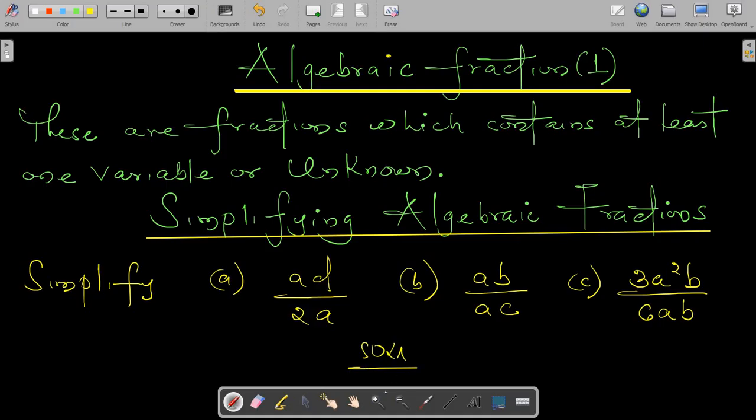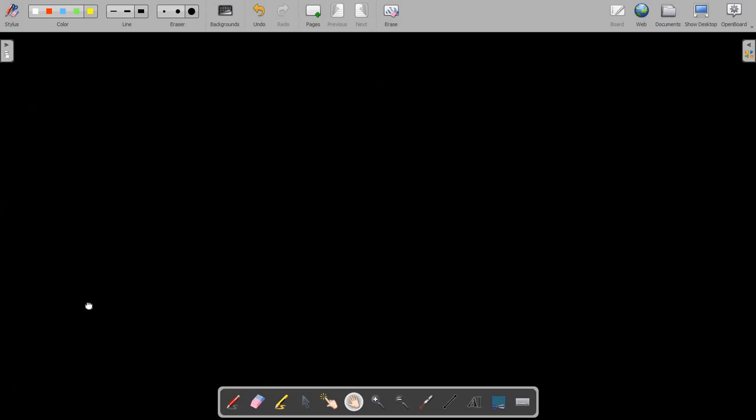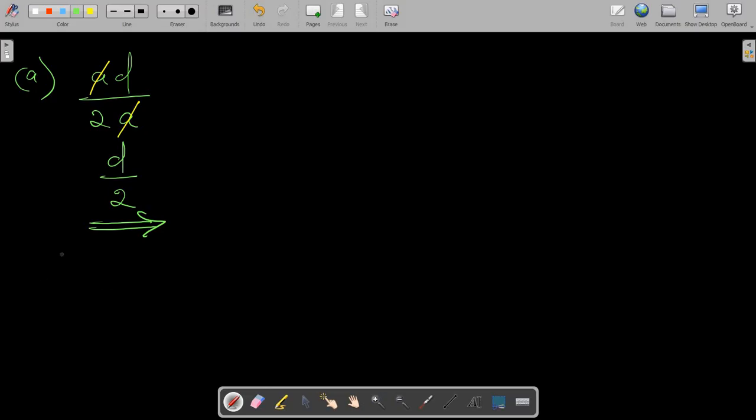So we take it one after the other. Now let's take the first one, that's the A part of the work. So we have AD all over 2A. So what do we have here? This A at the numerator, we cancel the A at the denominator. So at the end, we have our result to be D all over 2. And that is the simple answer to that question.